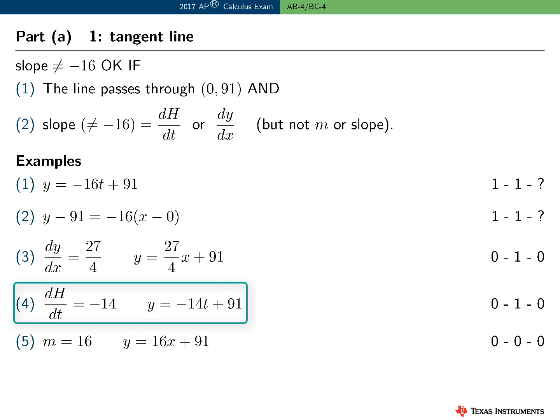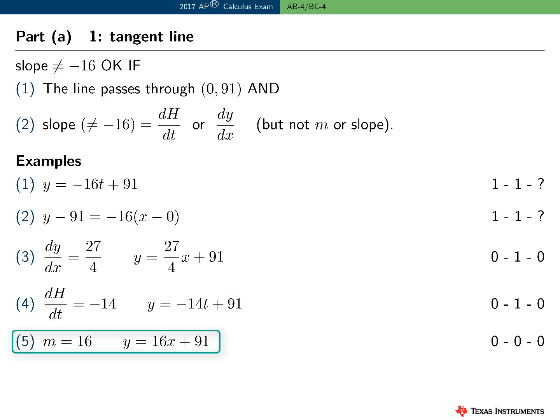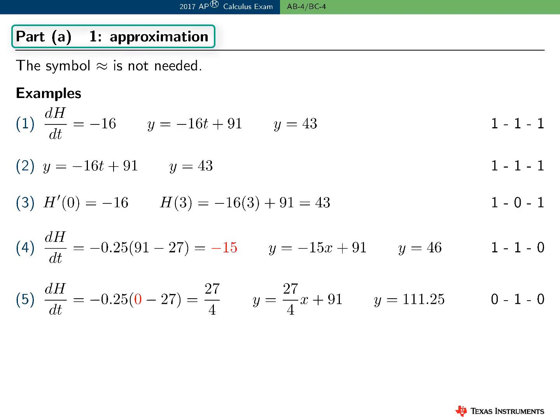Similarly, in example 4, the student has an incorrect slope but labeled, and the line passes through 0.91. In example 5, the student has labeled the incorrect slope only as m equals 16. They don't earn credit for the tangent line equation, and they cannot earn the third point. The third point in Part A was for the correct approximation using the tangent line equation. And the approximation symbol isn't necessary to earn this point.